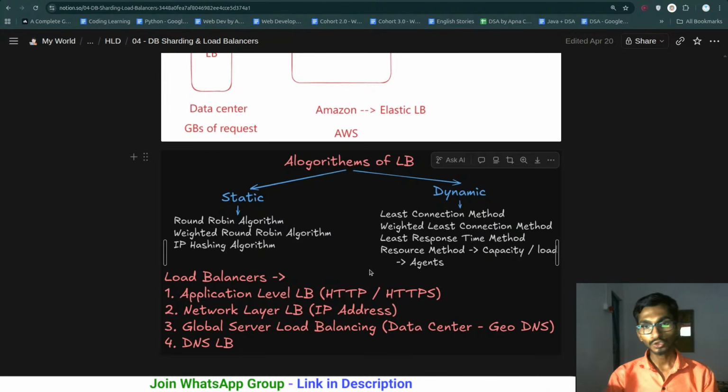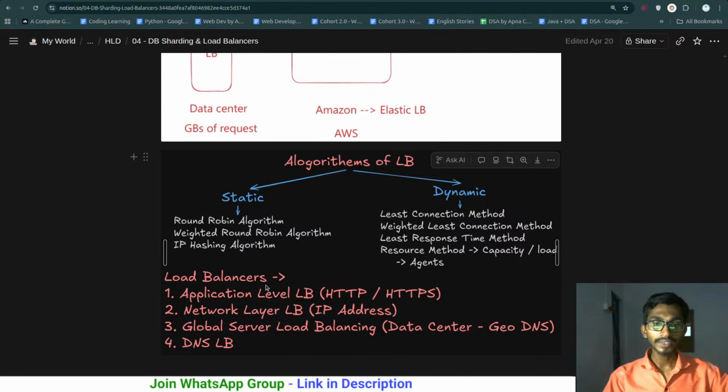And lastly we have the resource method. Ultimately this resource method, in the sense, is sort of a combination of everything. There are agents running in your server. Those agents are going to tell you whether the server can actually handle this many requests or not. If that server can handle it, the request will go to the server, otherwise the request will not. So these are the things.